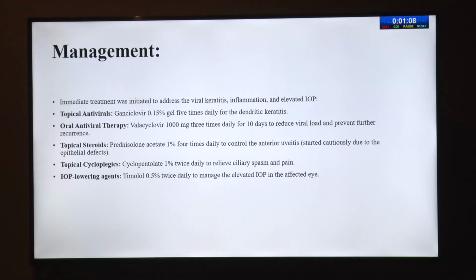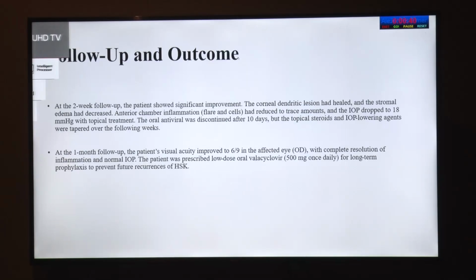So topical antivirals, ganciclovir 0.15% gel 5 times daily for the dendritic keratitis. Oral antiviral therapy, valacyclovir 1000 mg 3 times a day for 10 days. Topical steroids, now they had to be started cautiously due to the epithelial defects. So after 4 to 5 days, the patient was started on prednisolone acetate 1% 4 times. For topical cycloplegic, cyclopentolate 1% twice daily. IOP lowering agent timolol 0.5% twice daily was used.